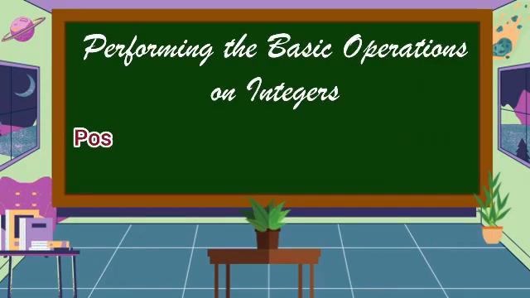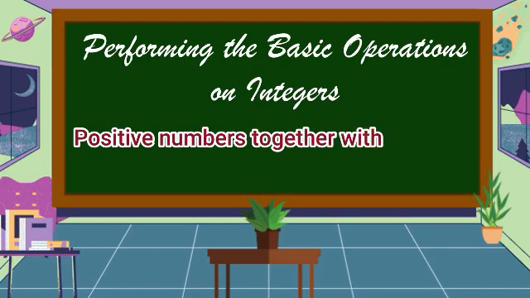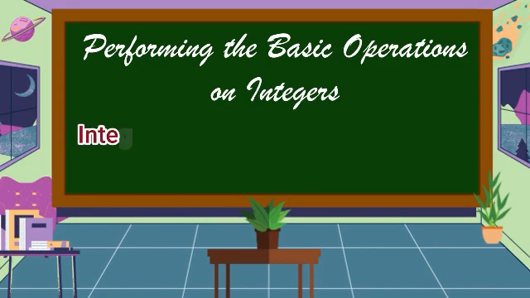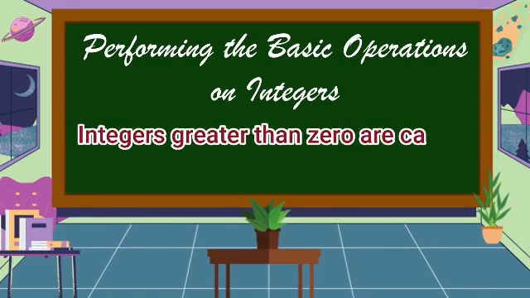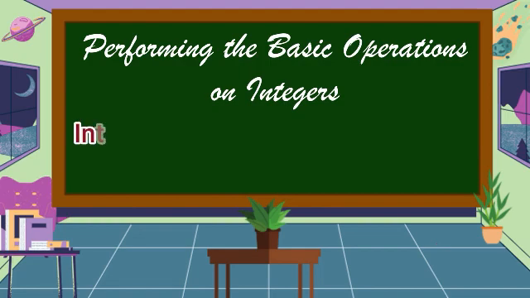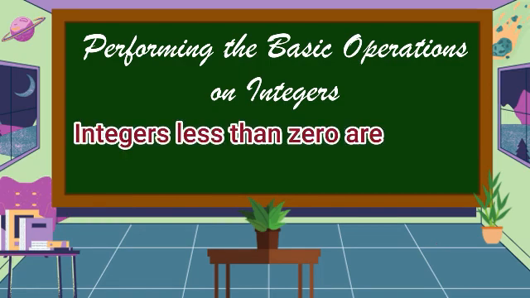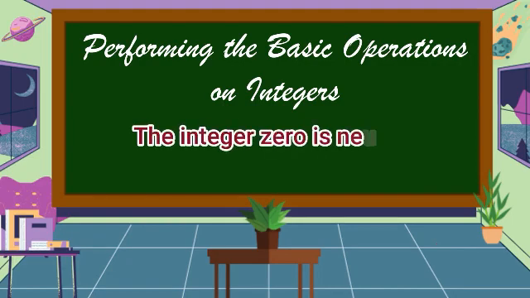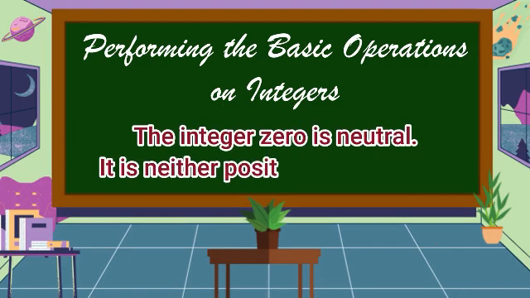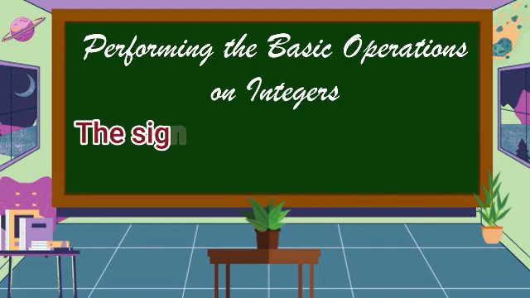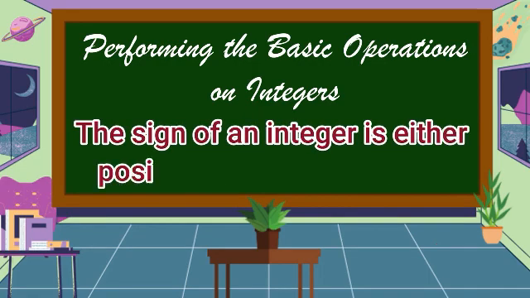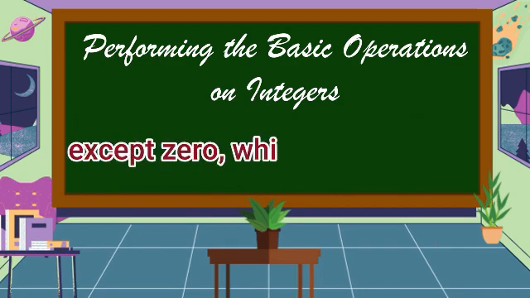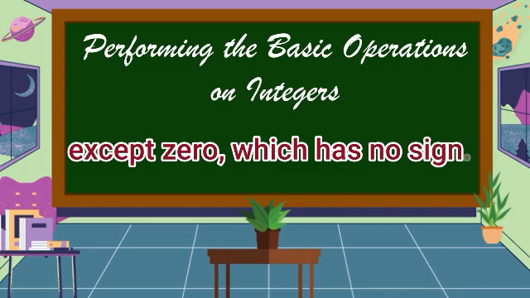Positive numbers together with zero and negative numbers are called integers. Integers greater than zero are called positive integers. Integers less than zero are called negative integers. The integer 0 is neutral. It is neither positive nor negative. The sign of an integer is either positive or negative, except 0, which has no sign.